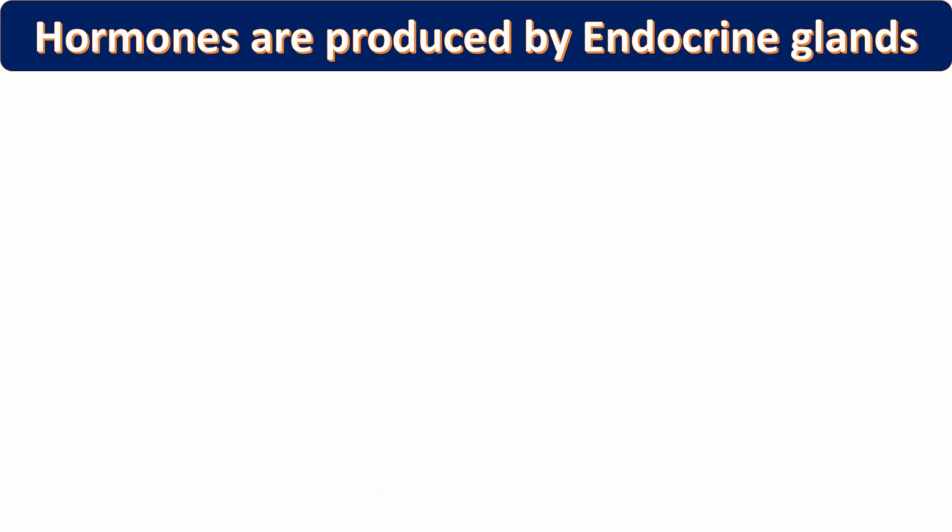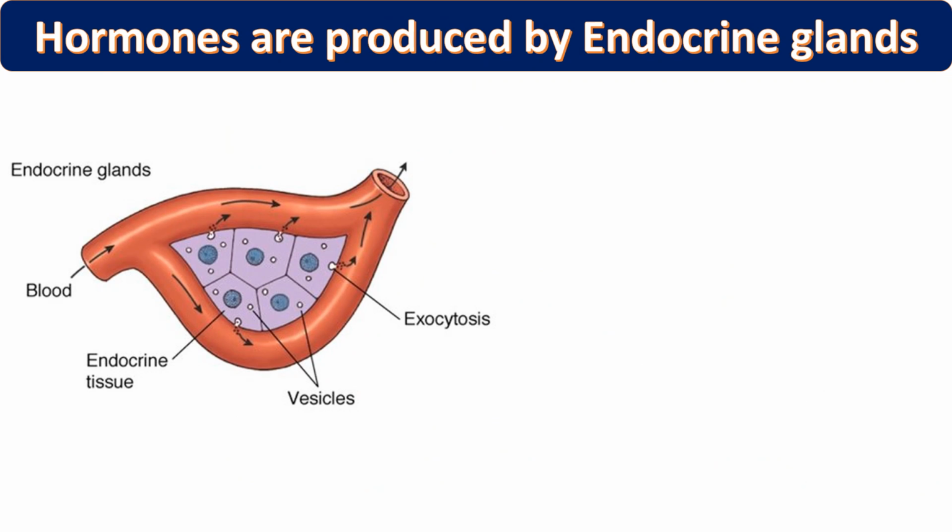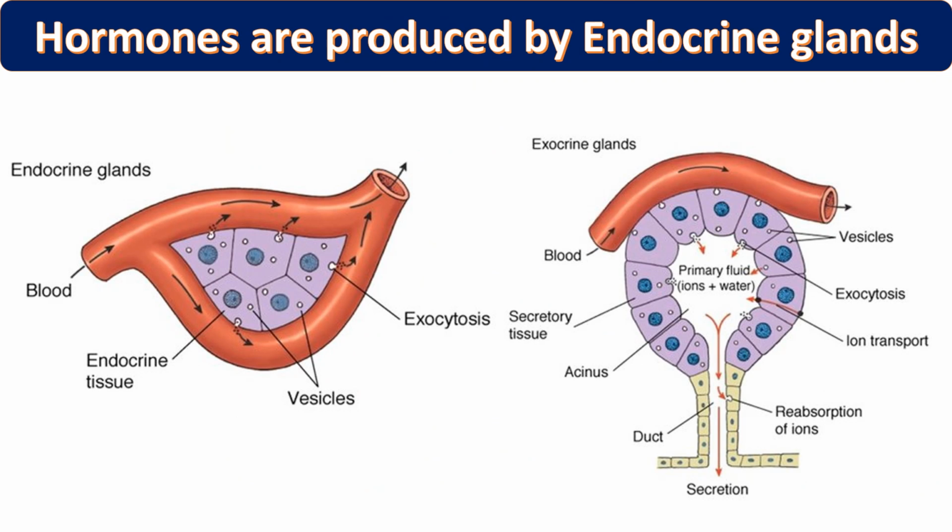Now, hormones are produced by endocrine glands. As I have told you, the source of hormones are endocrine glands, endocrine tissue. So we have two types of glands. One is called endocrine, and the second one is called exocrine.